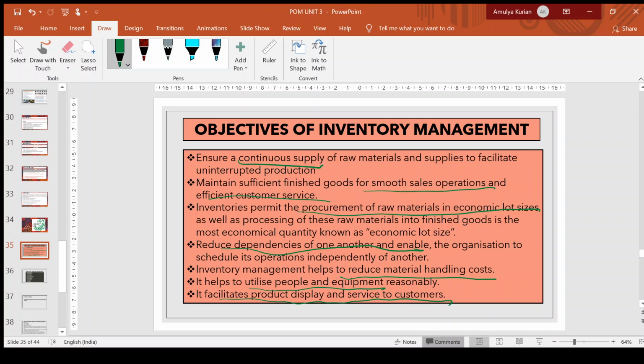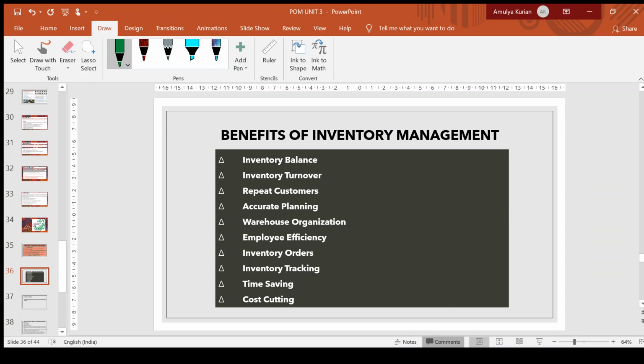Now the next one is what are the benefits of inventory management? First one, inventory management helps in inventory balance.